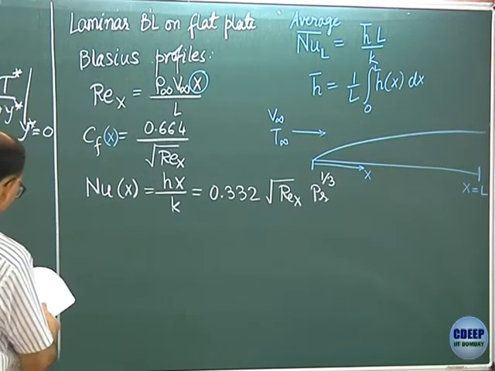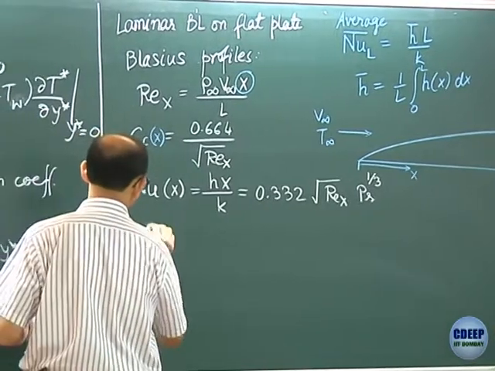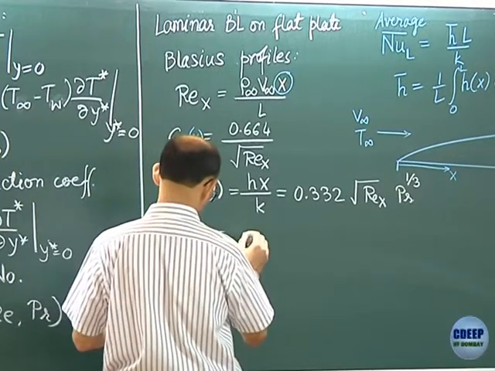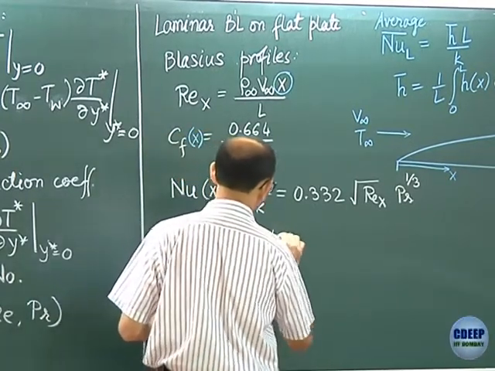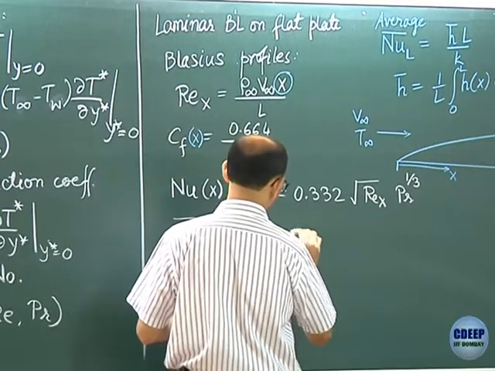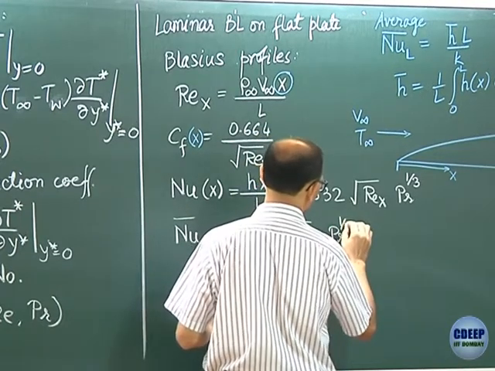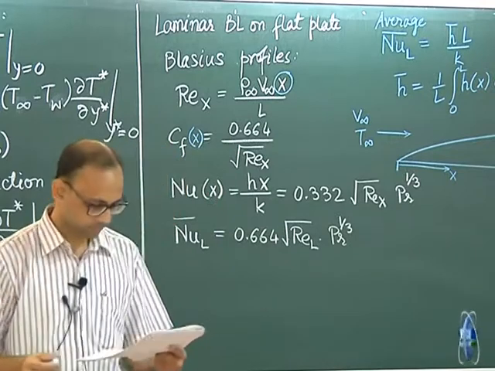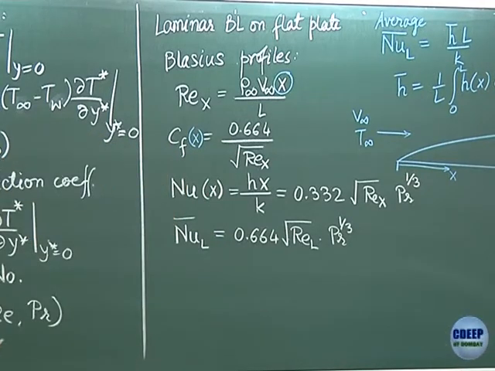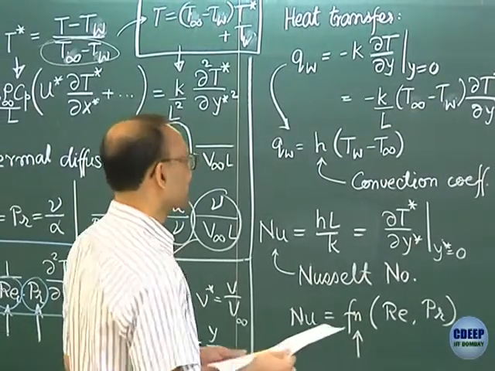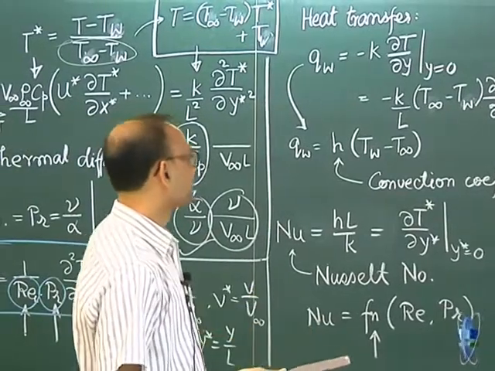So h bar gives us Nu L bar, which is 0.664 Re_L square root times Prandtl number to the power of 1/3. Weird, right? There are more weird things coming up. This also still happens to be the simplest one.